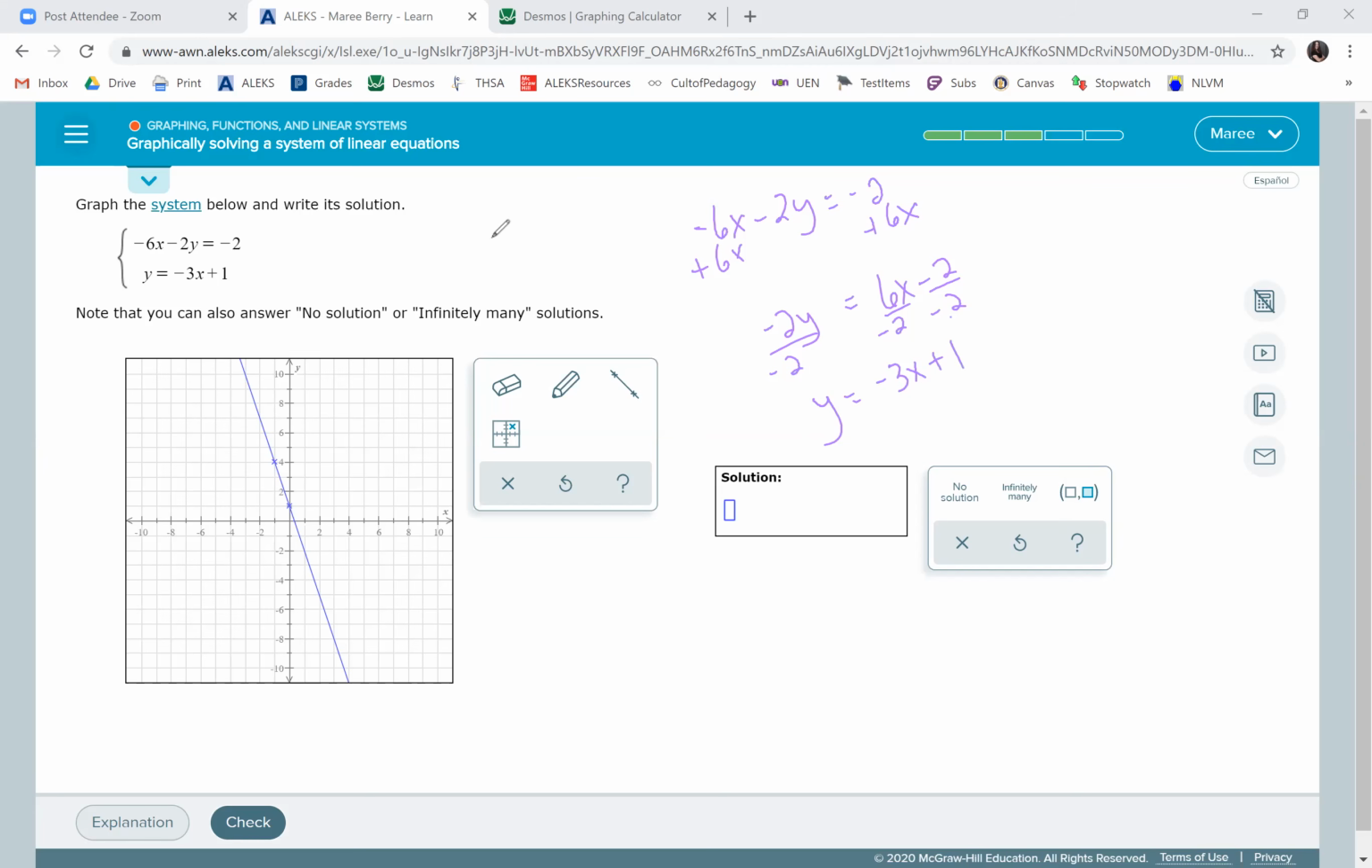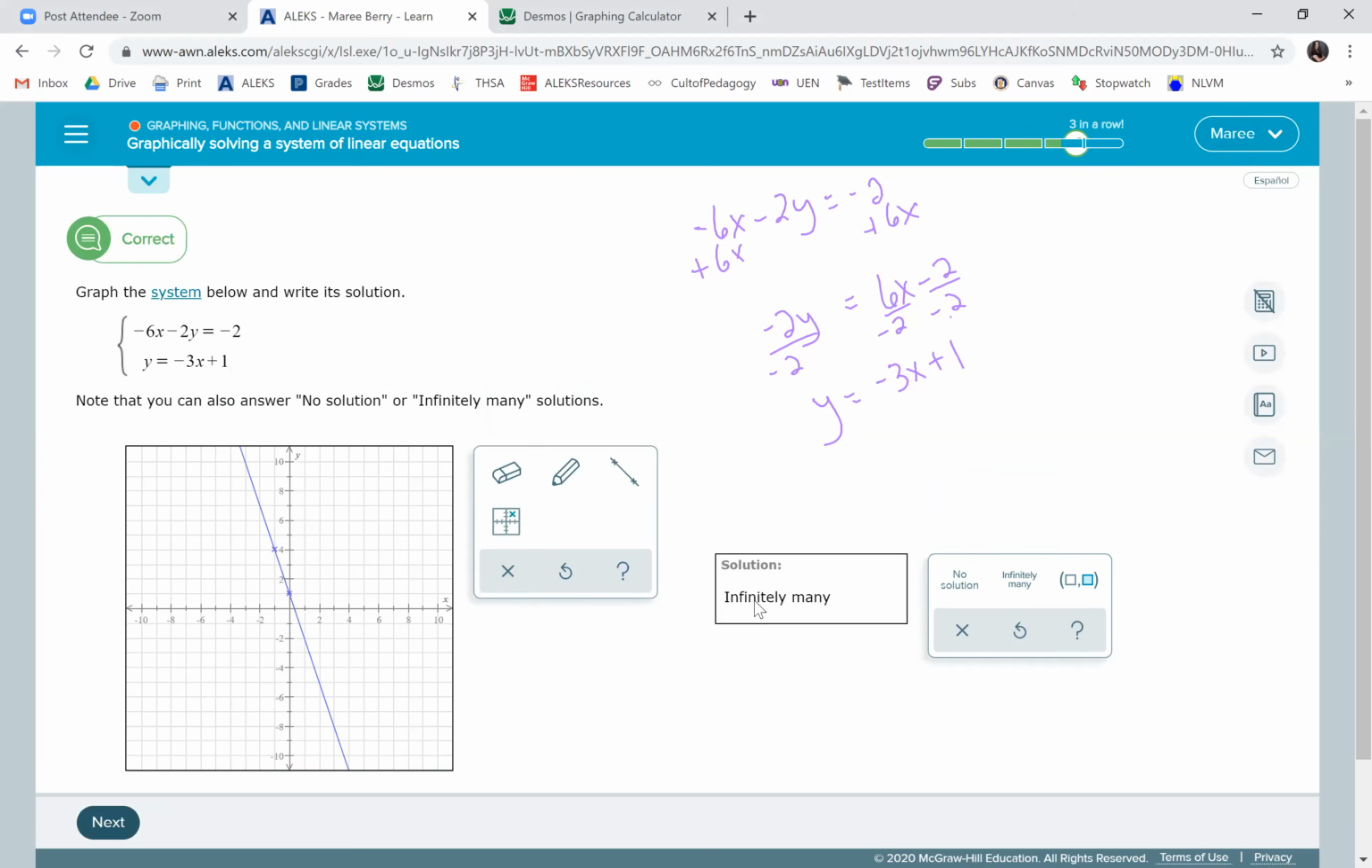It's the exact same line. Do you see that? So we'll graph it again just so they know we graphed it twice. I don't know if they're going to require that. But because they're the same line, there are going to be infinitely many solutions. Every point on that line is intersected with the other line. So it's infinitely many. And that's the end of the lesson.